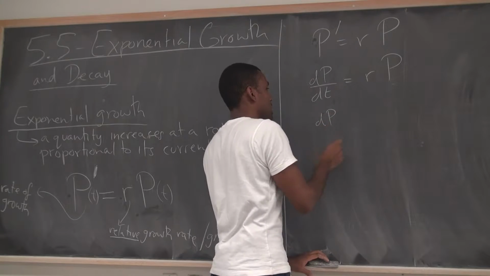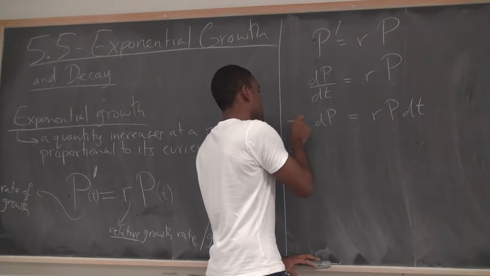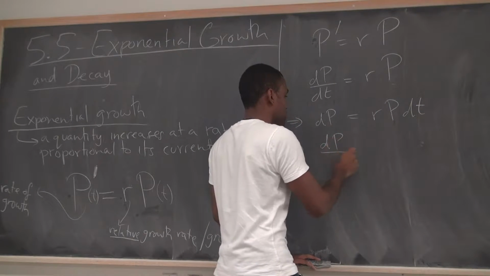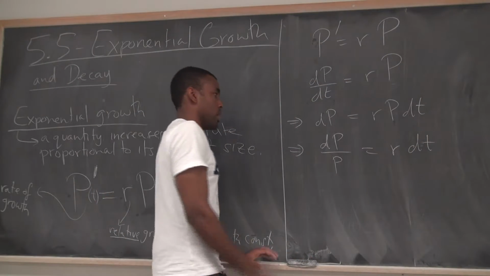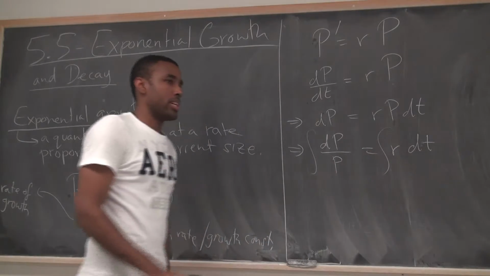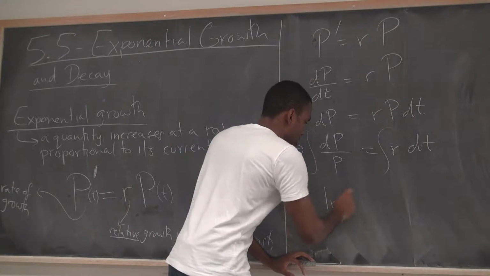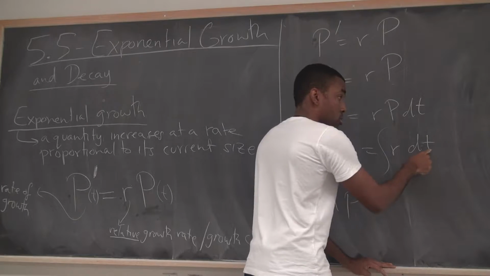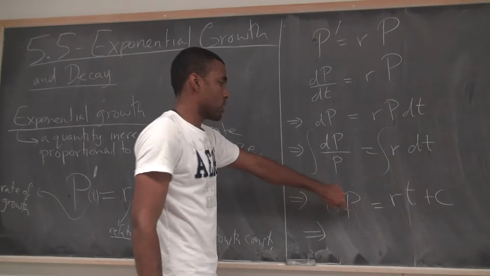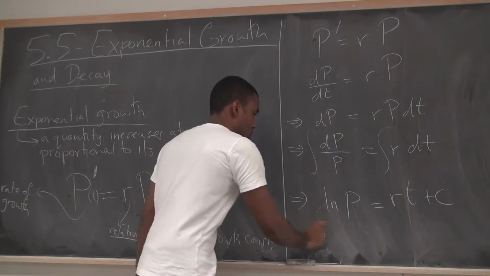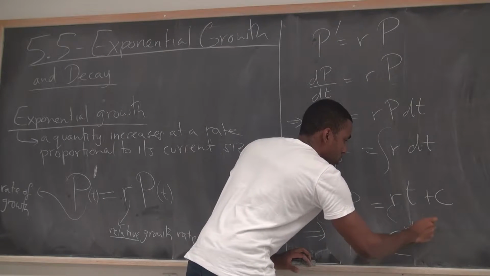So I could do something like dp and multiply both sides by dt. And then I could do something like divide both sides by p. And now you're like, oh, why not integrate both sides? Because I have those nice looking differentials. So then the integral of 1 over p is ln of p. Integral of r, since the variable is t, it's rt plus c. And this means, if I want to solve for p, what do I have to do? Right, raise both sides to the e, right? So I have p is equal to e to the rt plus c.